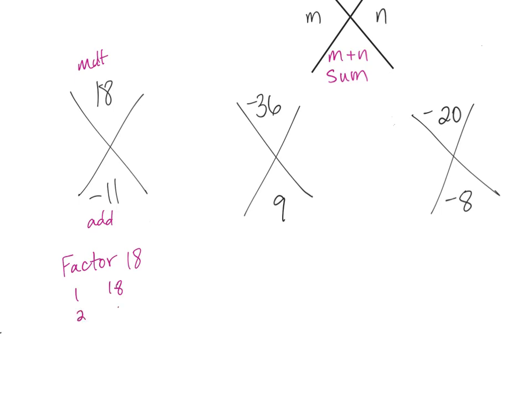2, 18 divided by 2 is 9. 18 divided by 3 is 6. 18 divided by 4 is not a whole number. 5, not a whole number. And then we're back to 6 and 3. So we have all of our factors for 18.